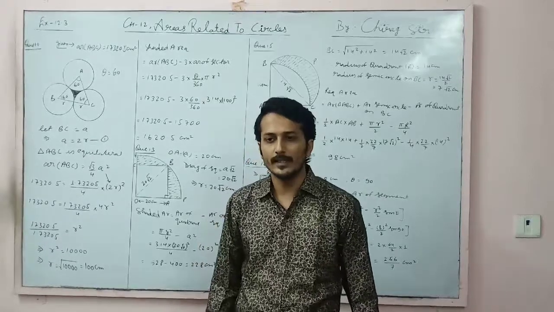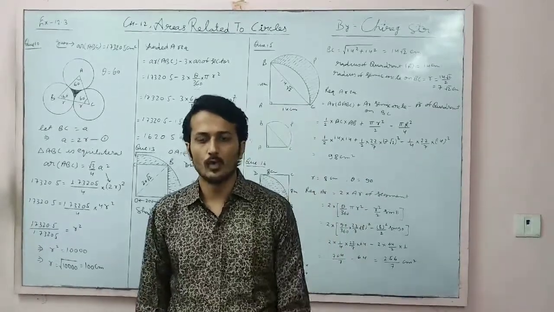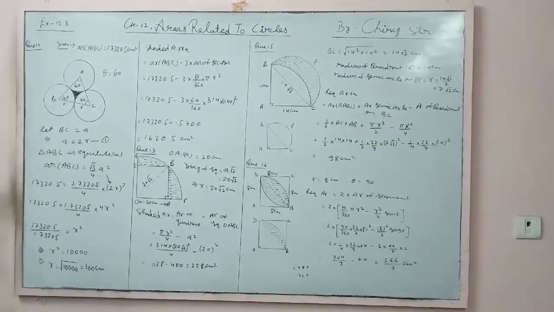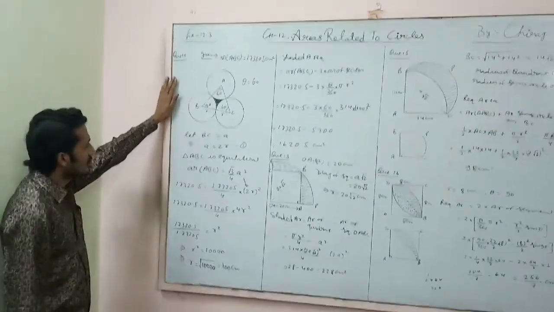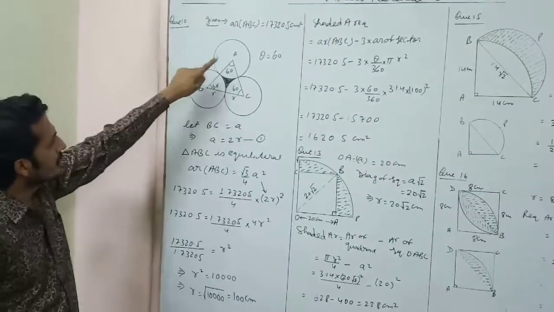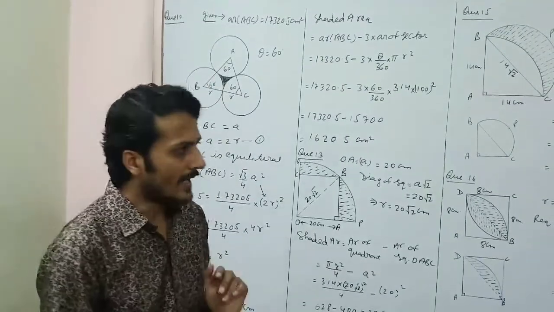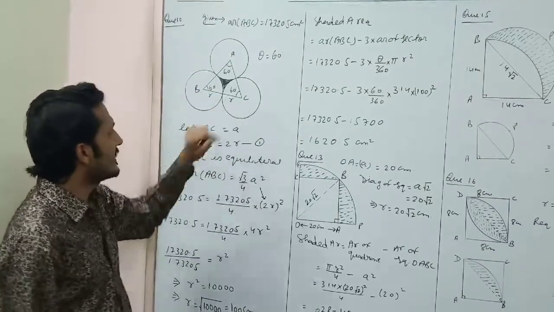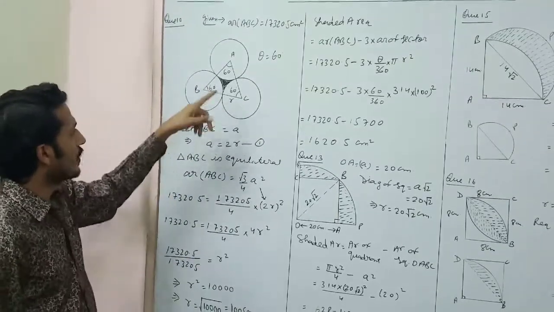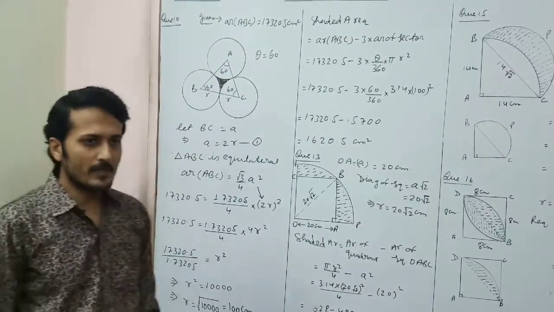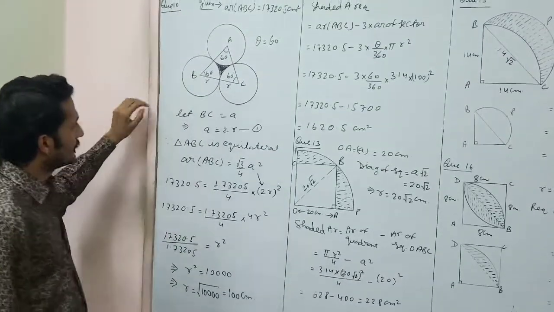Hello students, in this video we will discuss some more questions of exercise 12.3. So let's take question number 10. In this question it is given that triangle ABC is an equilateral triangle and taking A, B and C as centers, circles are drawn with the radius half of the side AB which touches each other.